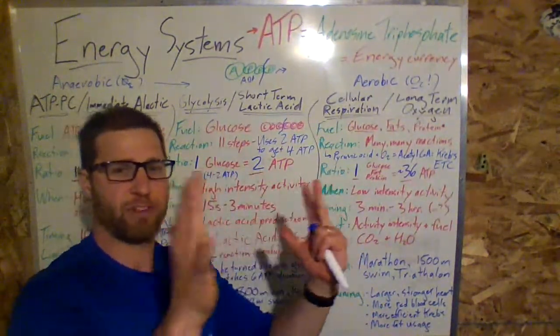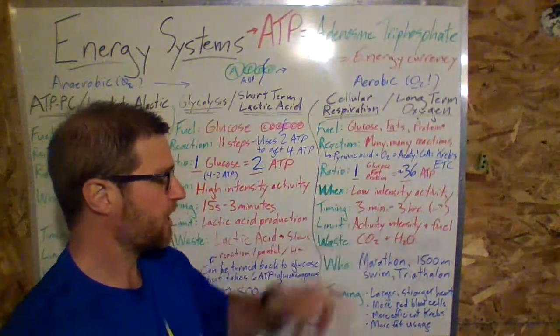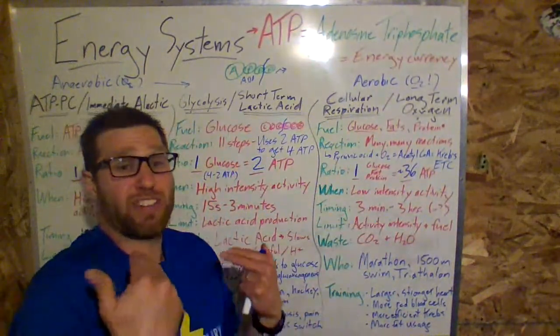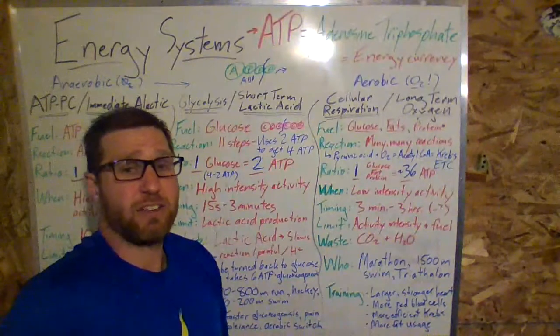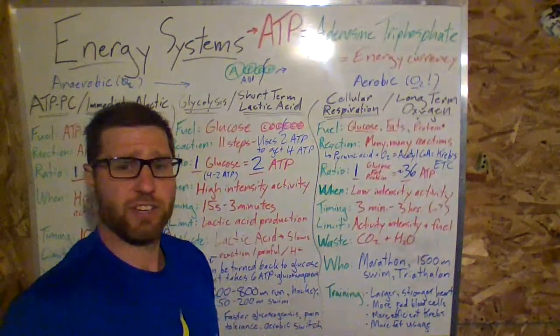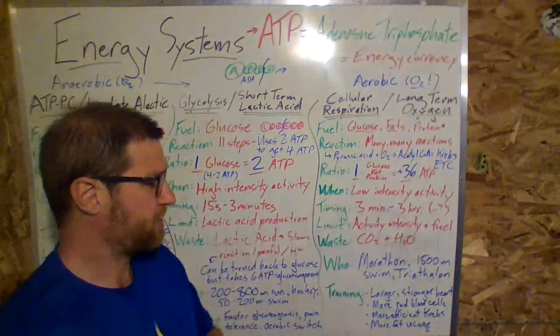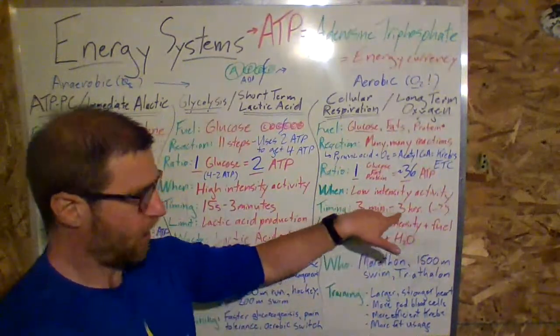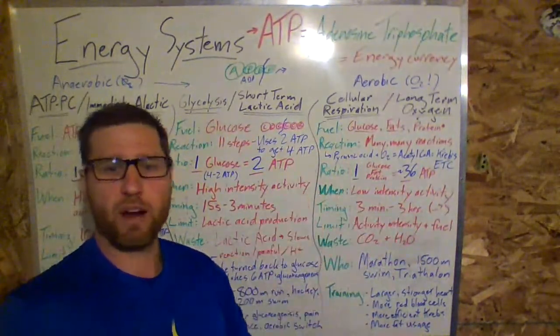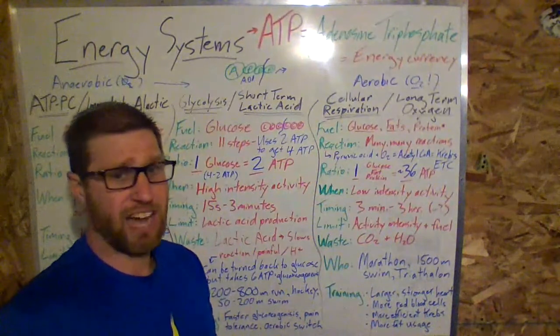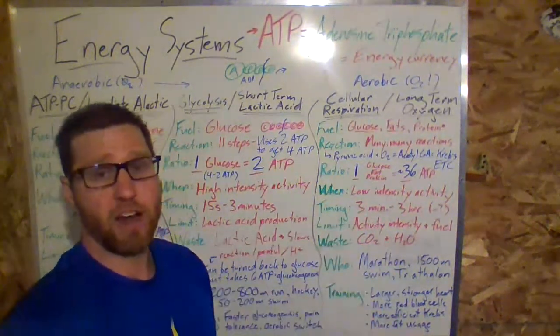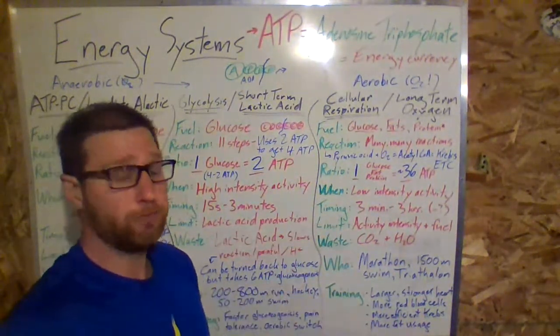Again, it's a little bit fuzzy depending on who you are, how much training you have. But generally, we say after 3 minutes of activity, then you're starting to get into your long-term oxygen aerobic system. All the way up to 3 hours. Like if you think of running a marathon, you're going to run that period of time. Obviously, our bodies are amazing and can push themselves for longer.